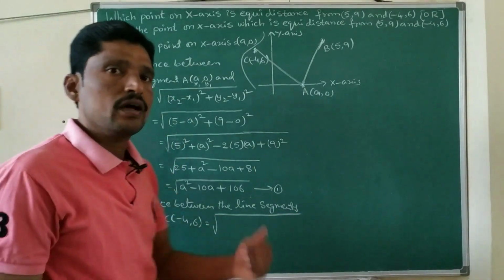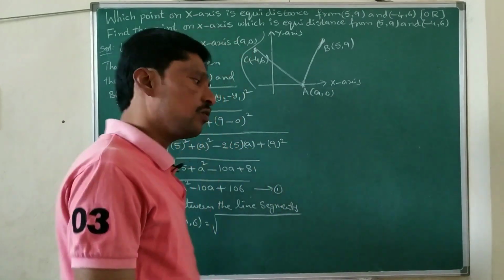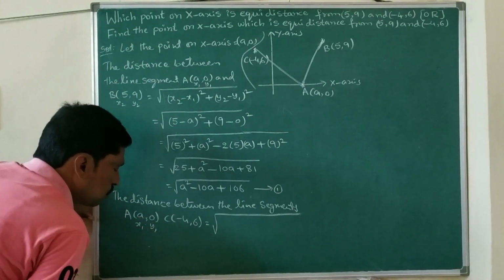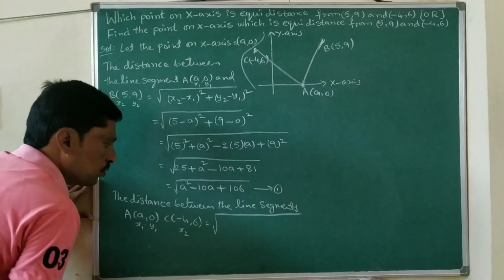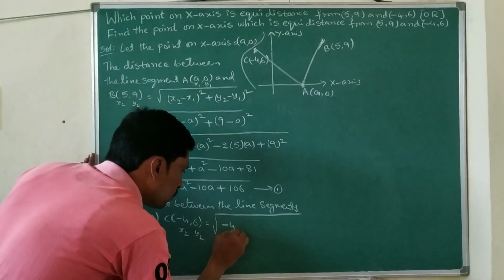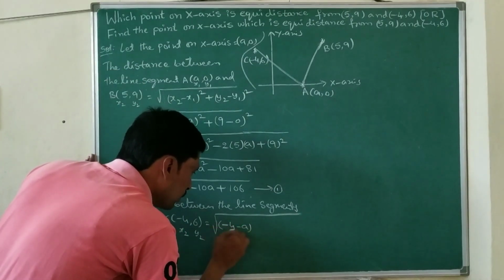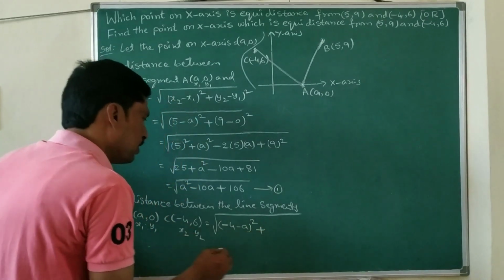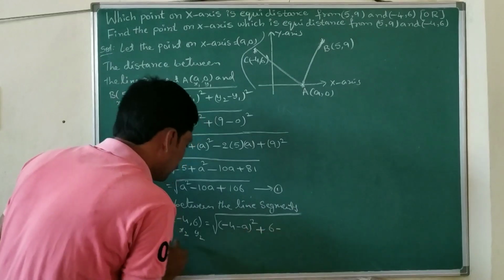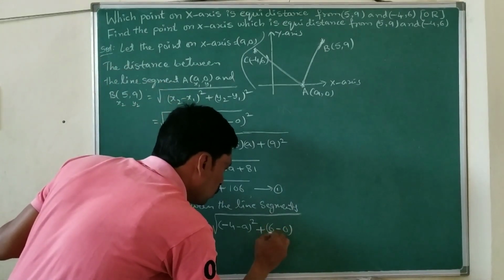The distance between 2 points will be the under root of (x2 minus x1) whole square plus (y2 minus y1) whole square. Here x1 is a, y1 is 0, x2 is minus 4, y2 is 6. Now x2 means minus 4 minus a, whole square, plus y2 means 6 minus y1 means 0, whole square.